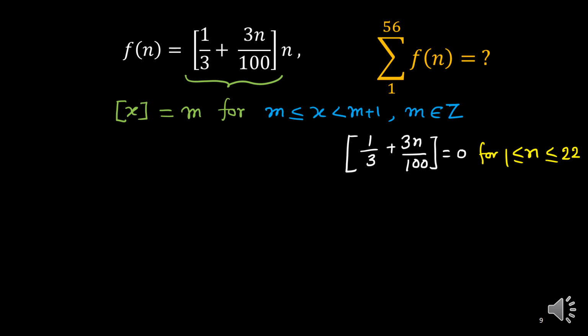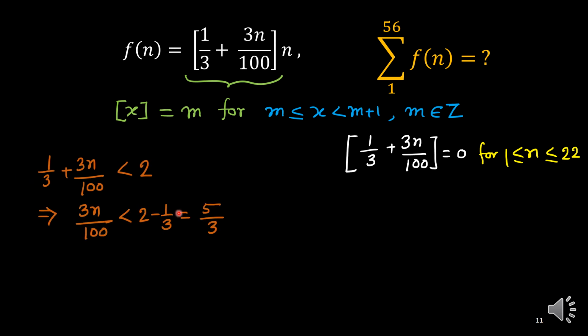Okay, so for the next range interval, we can consider that it will be within 1 to 2. If it is within 1 to 2, its greatest integer value will be 1. Right? On the left-hand side we have already checked that n will start from 23. Now we have to consider the highest value of n so that this value remains less than 2.